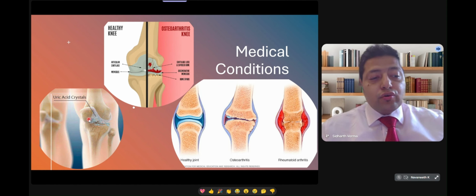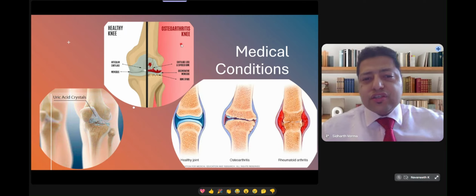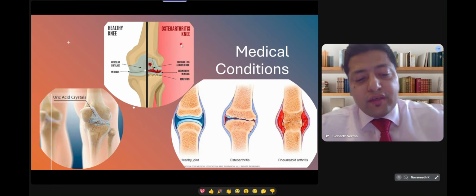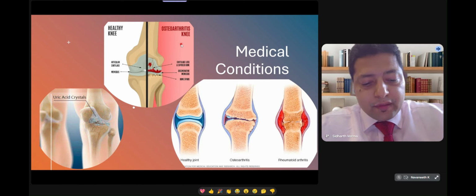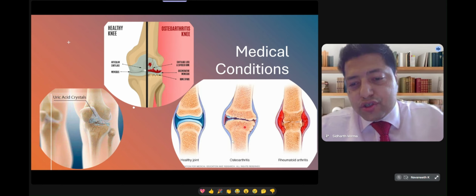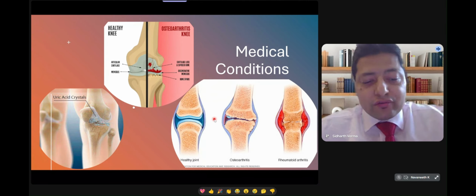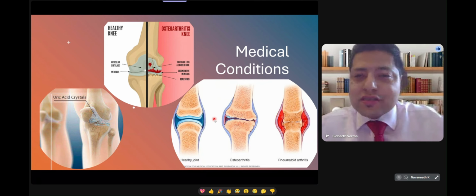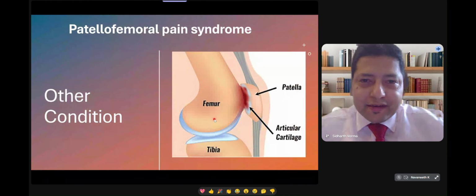So a uric acid problem can be there. Then osteoarthritis of the knee, which is one of the commonest causes of knee pain. Then medical conditions can be there, like if you see, this is a healthy joint, and this is osteoarthritis, this is rheumatoid arthritis. Arthritis means inflammation of the joint, but there are various causes of this arthritis, which can be different medical conditions.